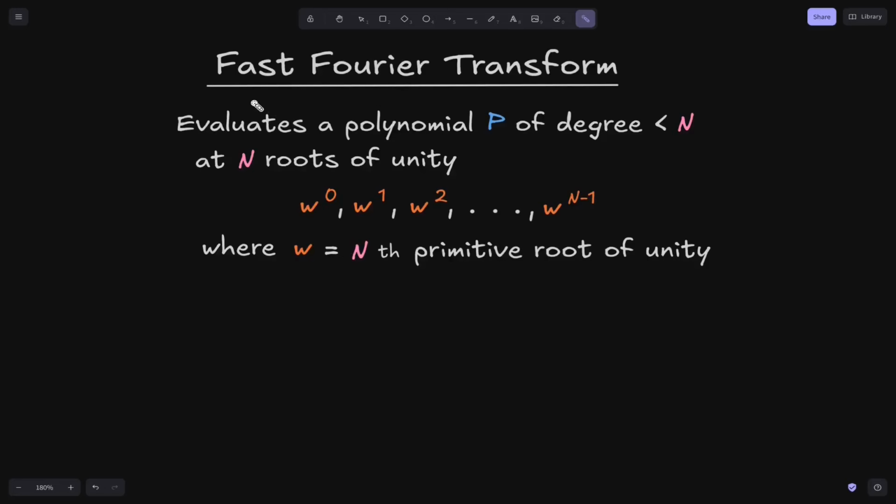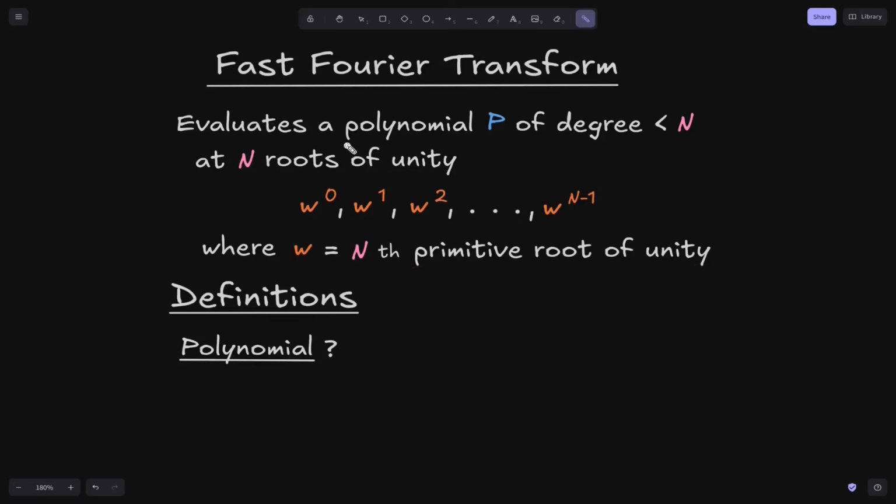In the previous video, I mentioned that the fast Fourier transform is an algorithm that evaluates a polynomial p of degree less than n at n roots of unity, where w is the nth primitive root of unity. To understand this statement, you need to know what a polynomial is, what the degree of a polynomial is, what the roots of unity are, and what a primitive nth root of unity is.